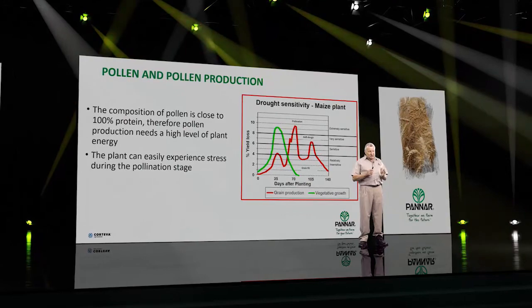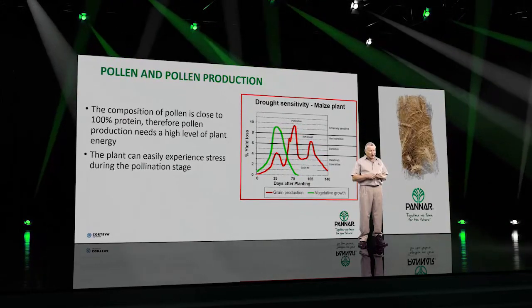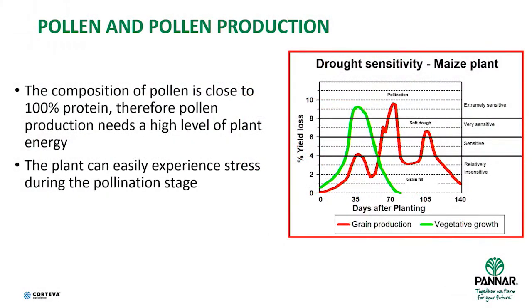Now, if you take the composition of pollen, it's close to 100% protein. And for the plant to produce that protein, it needs a lot of plant energy. So this plant can stress very easily. If you look at the graph and at the red line, you will see that the pollination stage is extremely sensitive to heat or drought spells, and if you have a drought spell during the pollination, in the end you will see it in yield reduction.